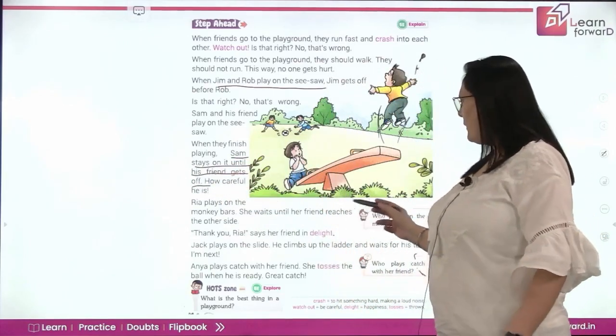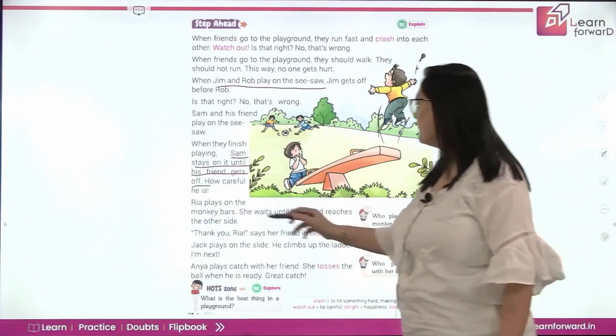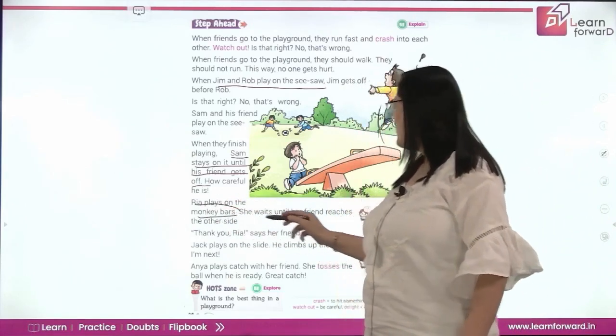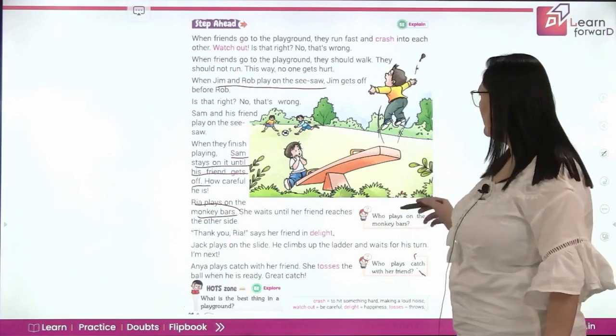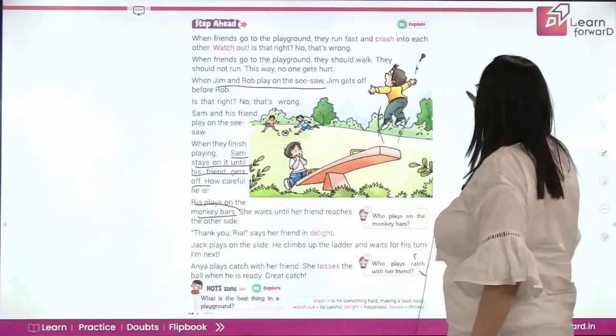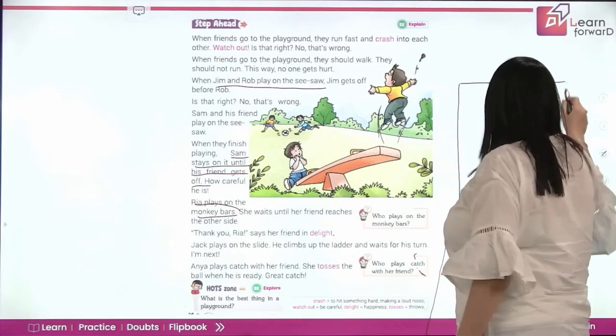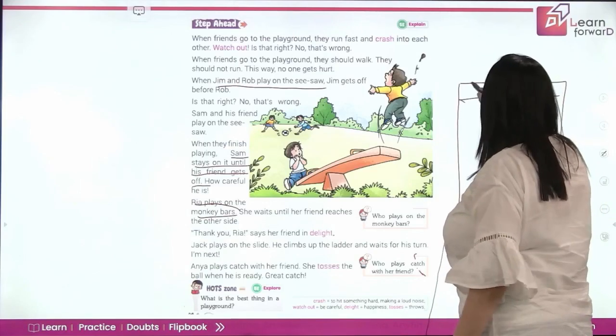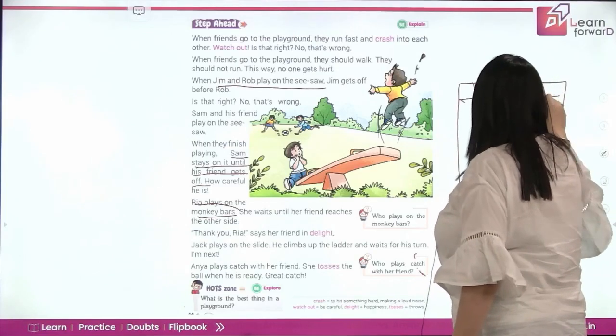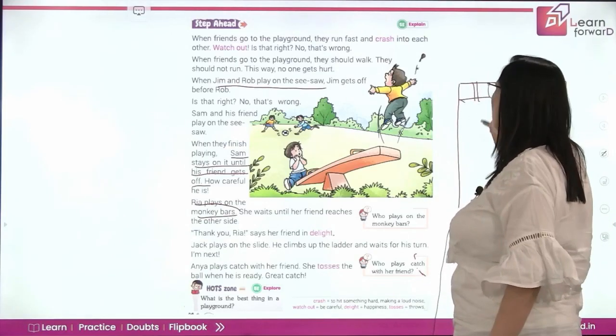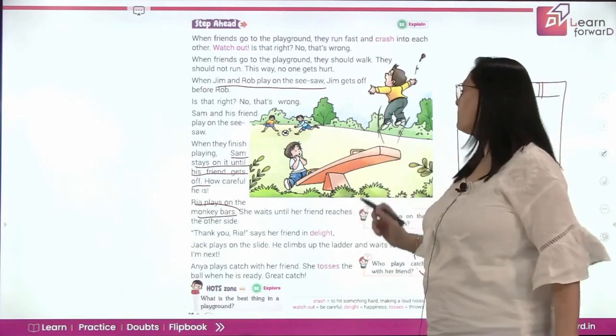All right, Ria plays on the monkey bars. Okay, so she waits until her friend reaches the other side. Okay, so what is a monkey bar? It is like this, and you hang on this. You hold it and then you climb on this.